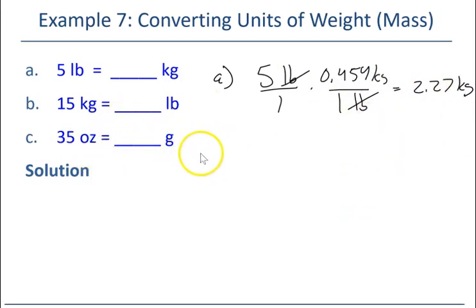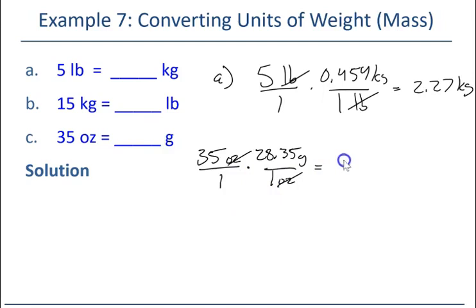Let's do this ounces right here. Let's do 35 ounces over 1. Okay, times, well, notice I'm going to need ounces, so 1 ounce is equal to 28.35 grams. My ounces go away, and then I end up with, let me do this on the calculator, and I get 992.25 grams. Don't forget the units.